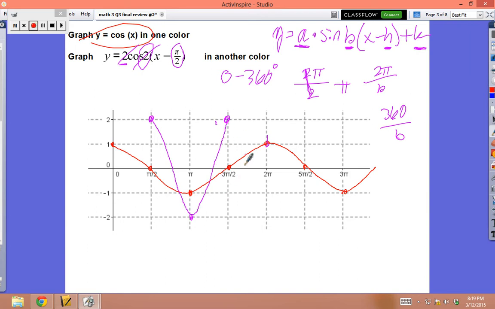That's one period, and if we were to just repeat and do it over, I'd have a dot here, dot here, dot here, dot here, and it would just keep going down and up and down and up and down over and over.